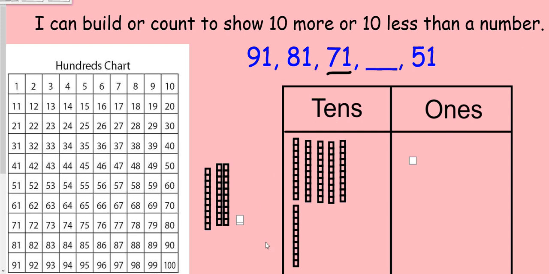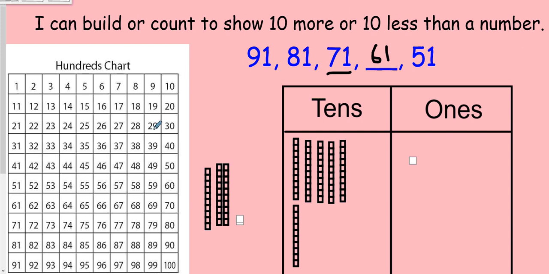Now I have 6 tens, 1 one. 6 tens, 1 one is 61. Let's count to be sure. 10, 20, 30, 40, 50, 60, 61. I think that the missing number is 61 because it's 10 less than 71.